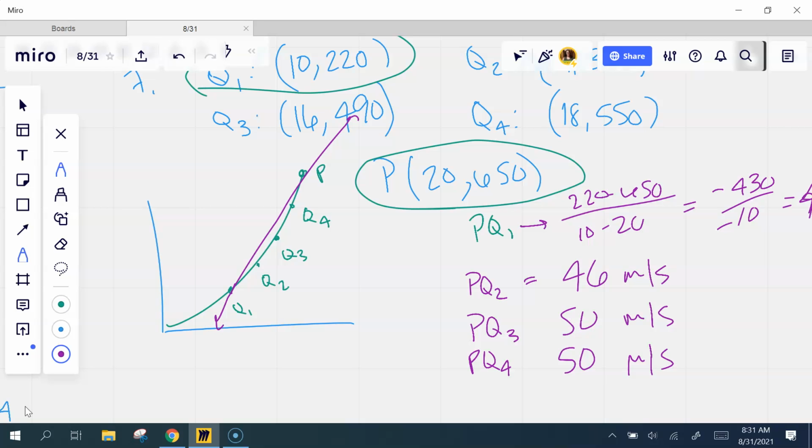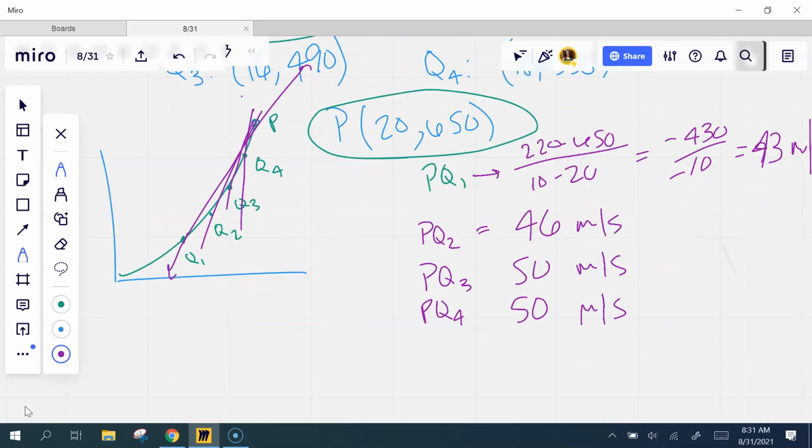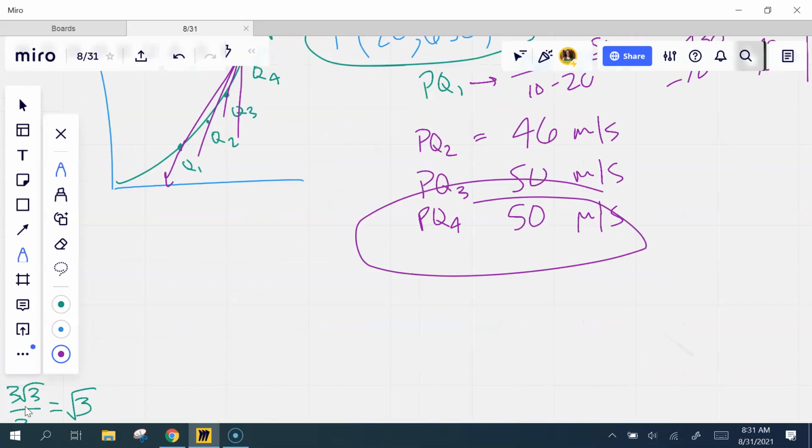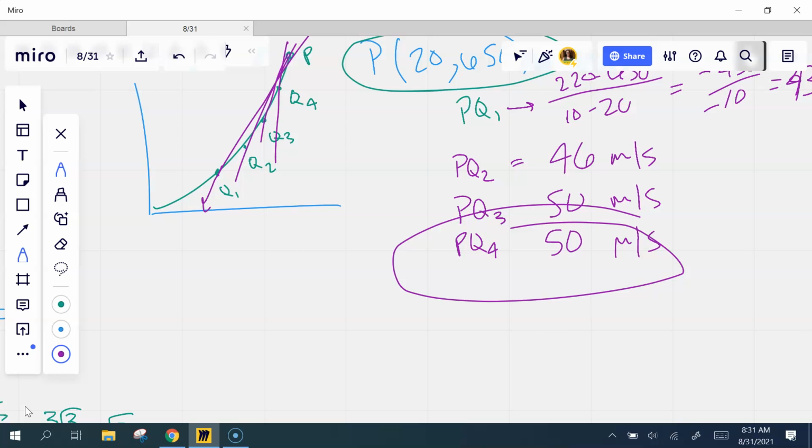All right, so part B asks you to estimate IROC at P, the instantaneous rate of change. Not average rate of change, but how fast was I going at P? I don't have an equation to use, so I can't use that limit formula or the difference quotient. Remember, as secants come closer and closer together, they approach that tangent line. So PQ4 is going to be my closest estimate because it's the closest to the point.